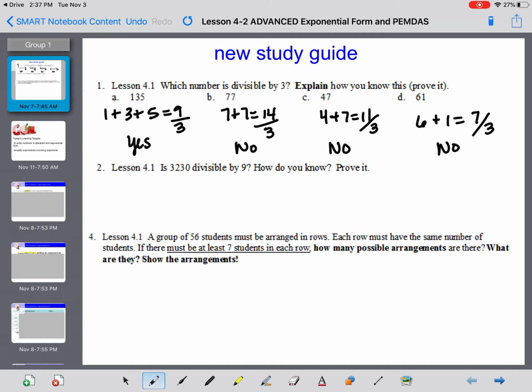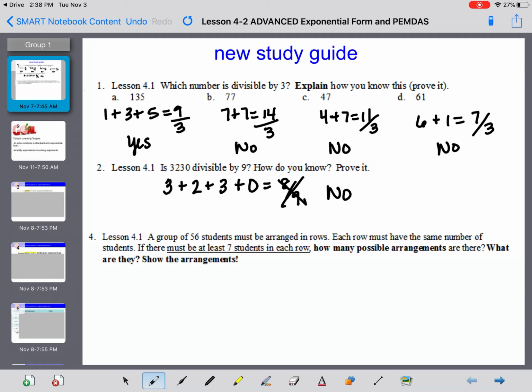The next question, is 3,230 divisible by 9, and how do you know? Well, the rule for divisibility by 9 is to take the sum of the digits in the number. 3 plus 2 plus 3 plus 0 equals 8. 8 is not divisible by 9, so no.